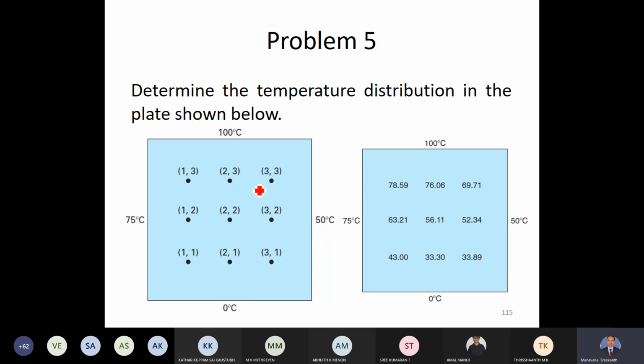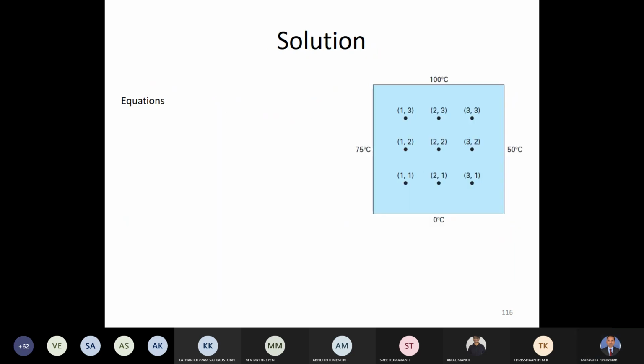How many points are there? There are 9 points. When there are 9 points, we will have 9 unknowns. 9 unknowns means 9 equations. That means it's becoming a solution of simultaneous equations. Fortunately, they will be linear. And after solution, you should be getting these answers. This is the temperature distribution. So how to solve this problem? This is the question. How to solve this? I will show you now.